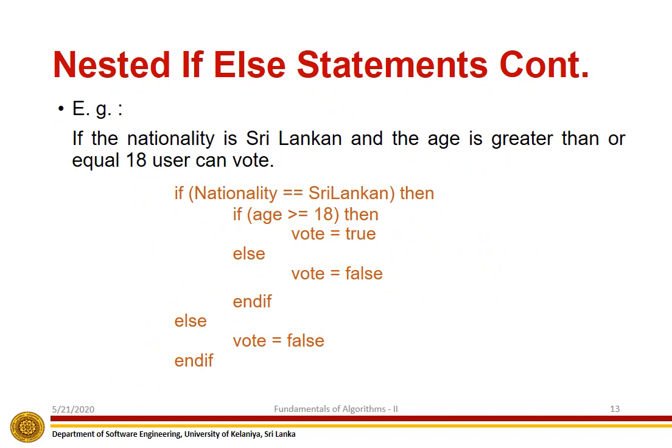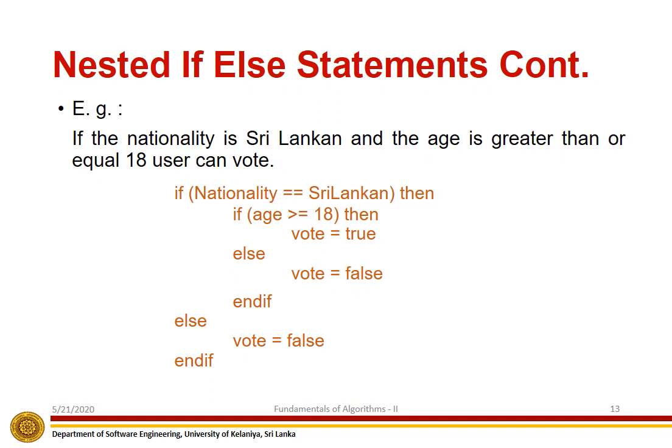Now we will see an example for nested if-else statements. Here I have written a block of pseudocode for voting. If the user is Sri Lankan and age is greater than or equal to 18, the user can vote. Then we have to check first if the user is Sri Lankan or not. If Sri Lankan, only then do we have to consider the age.